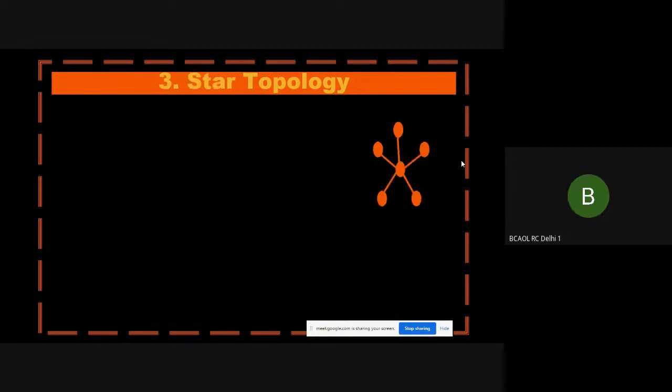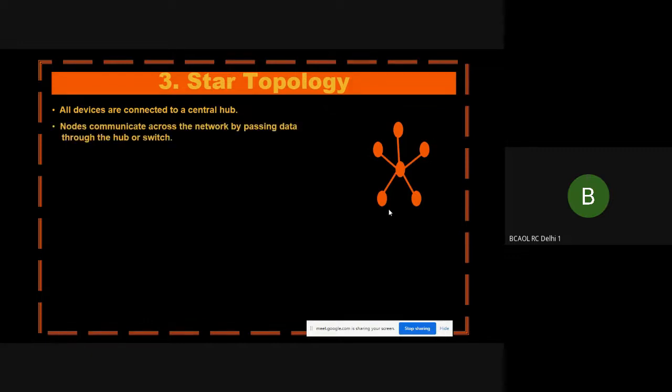Yes. Right. Then is star topology. Now in a star topology, all devices are connected to a central hub. You have seen the hub, right? So the hub has a number of connections. So all the computers are connected to the hub, right? And nodes communicate across the network by passing data through the hub or switch. So this central device can be a hub or a switch.